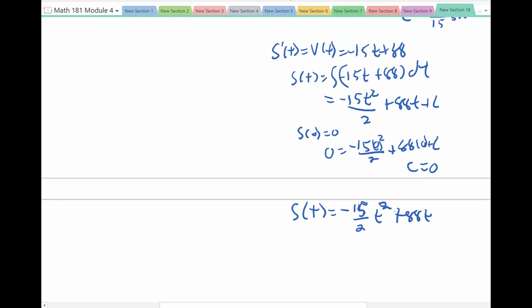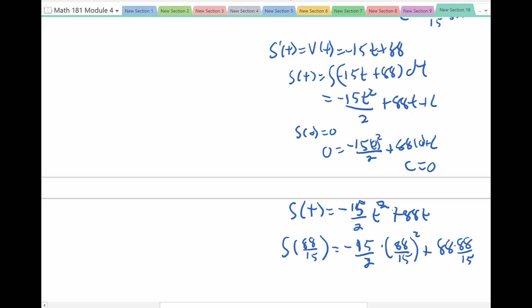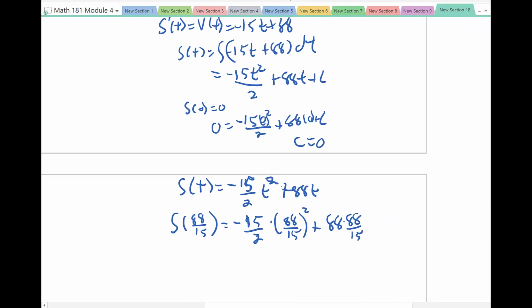And we want to know how far it travels in 88 over 15 seconds. So it's negative 15 over 2 times 88 over 15 squared plus 88 times 88 over 15. Sorry if I'm getting another one out of the screen right now. And this works out to be 258.133 feet. Okay. Could be a little bit involved.